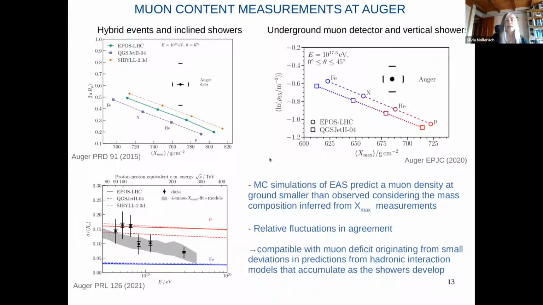But we can also observe the muon component of the showers in two different ways in Auger. One is using very inclined showers that have the electromagnetic part attenuated while crossing the atmosphere, and this can be done at the highest energies. And also we can measure the muon component using the underground muon detector that is used at smaller energies.